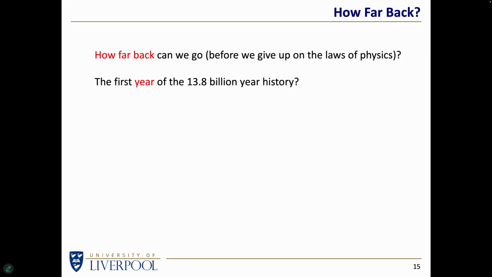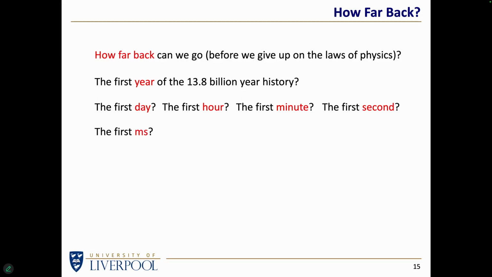Can we go back to the first year of the 13.8 billion year history of the universe? Yes, we can go back to the first year. What about the first day? Yes. What about the first hour? Yes. What about the first minute? Yes. What about the first second of this 13.8 billion year history? Yes. What about the first millisecond? Yes. What about the first microsecond? Yes. What about the first nanosecond? Yes. What about the first picosecond, the first trillionth of a second after what we believe to be the instant of creation?